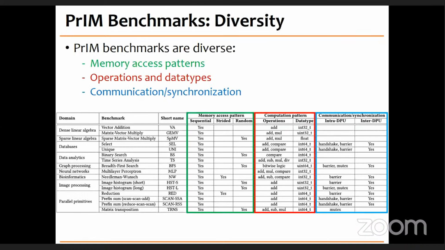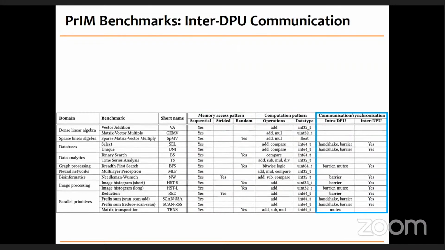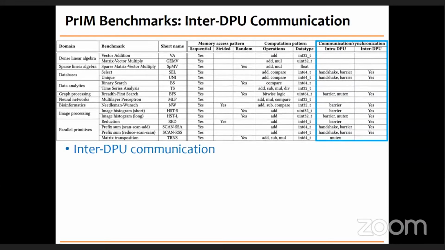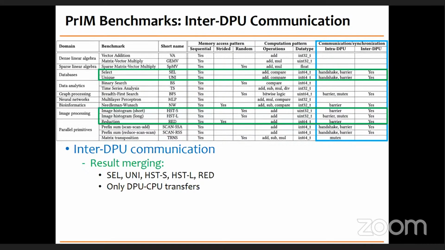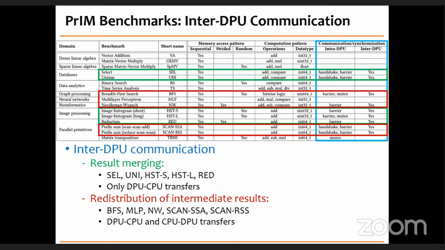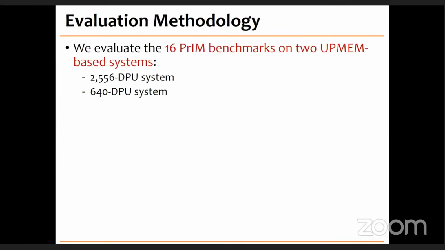As I said, we have different patterns in the different benchmarks, so they have some diversity, different communication and synchronization: either intra-DPU synchronization, where we can synchronize tasklets inside a DPU using barriers or mutexes or handshakes, and also some of them require inter-DPU synchronization. As you can imagine, this inter-DPU synchronization is going to entail a certain overhead. In some of the cases it is more or less lightweight, in other cases the overhead is much bigger. And let's evaluate the workloads.